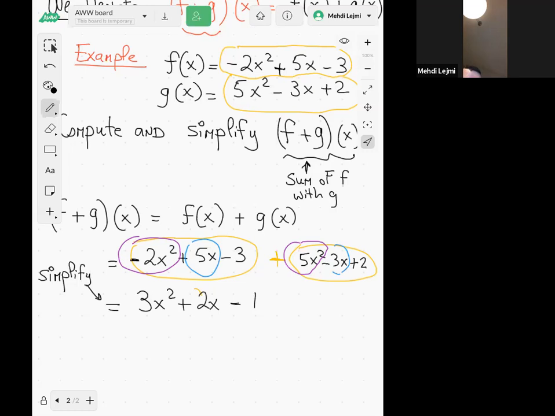So the answer here is f plus g, the sum of the two functions. As you can see, guys, this is just like natural addition, nothing fancy here. This is just 3x squared, but don't forget to simplify your answer. So that's for the addition. Now, you can guess it's the same thing for subtraction, division and multiplication. We're going to do the same thing.